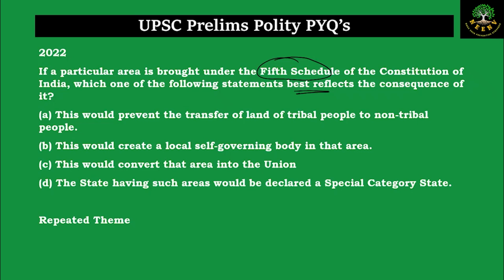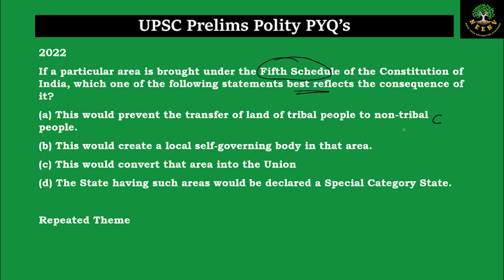The questions about 5th schedule are a repeated theme. And this particular question is asking about what is the implication of making and declaring a particular area as a 5th schedule area. So what will happen here? The president, through a notification, will declare some area as a scheduled area, and that particular area will get special provisions and special protections. And one of the main protections that they have is, because it is a tribal area, there will be restrictions on the transfer of land from the tribal people to the non-tribal people. So this statement is correct.